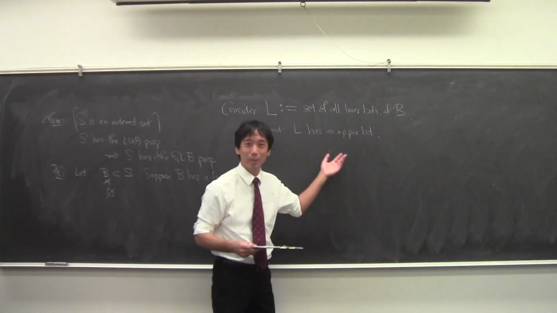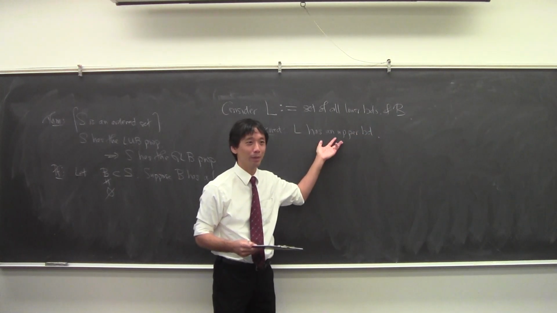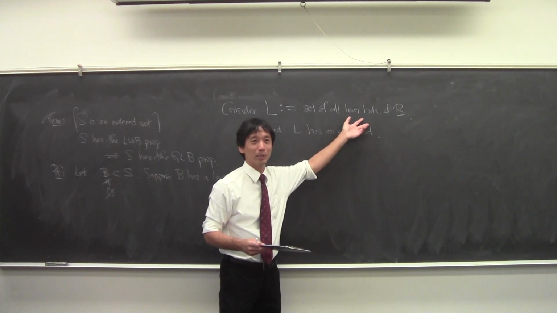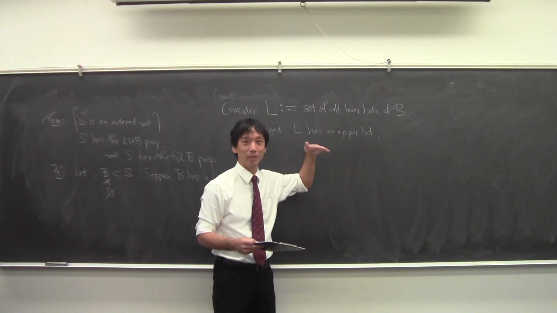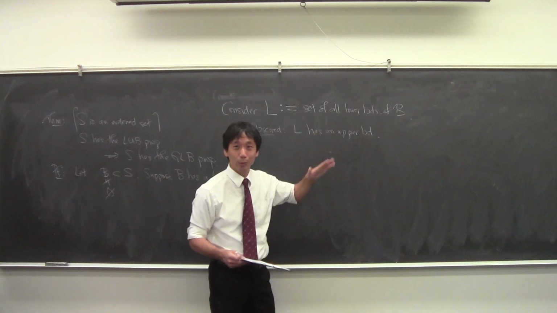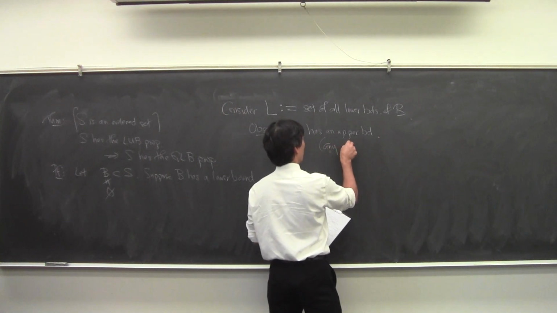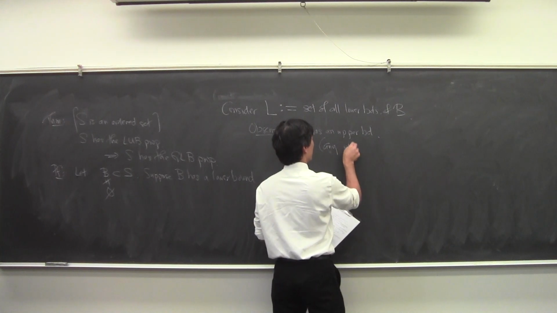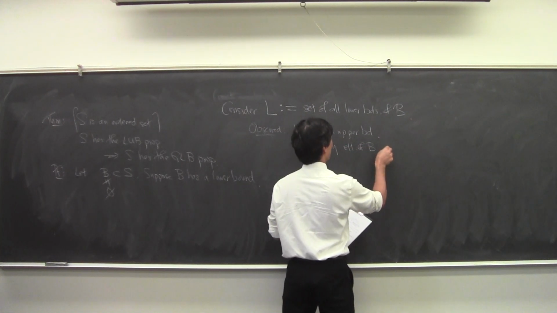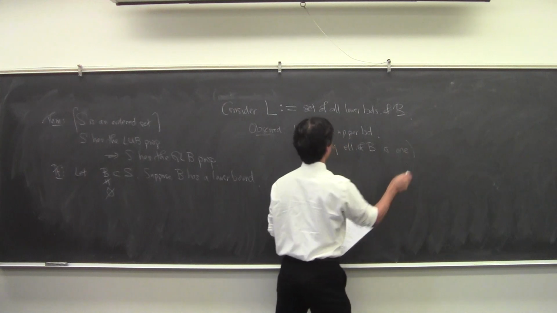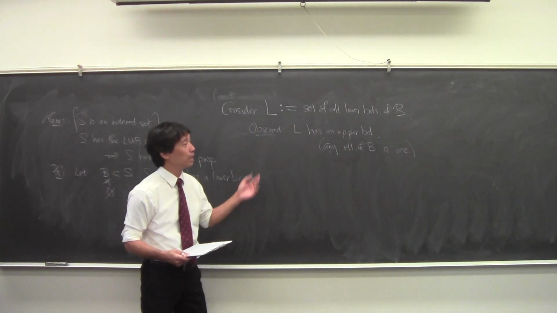Right? Why did it have an upper bound? Well, because any element of B was an upper bound of L. The elements of L are all lower bounds of B, so any element of B is an upper bound of L.